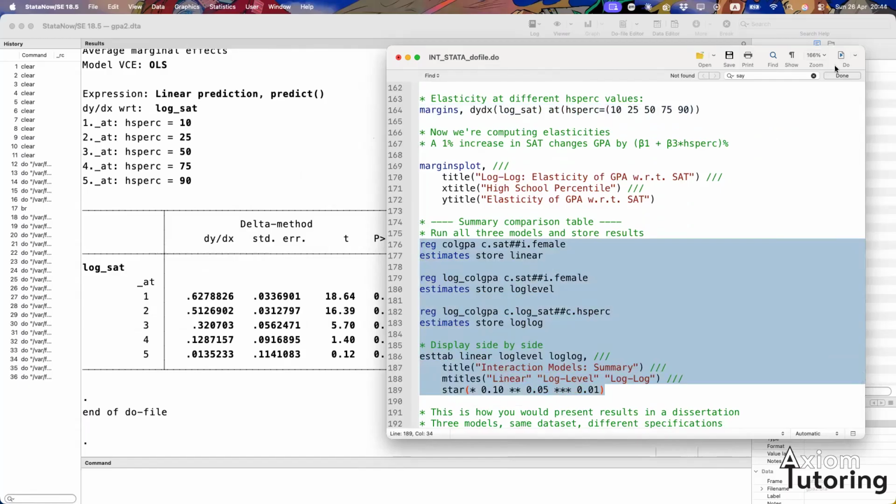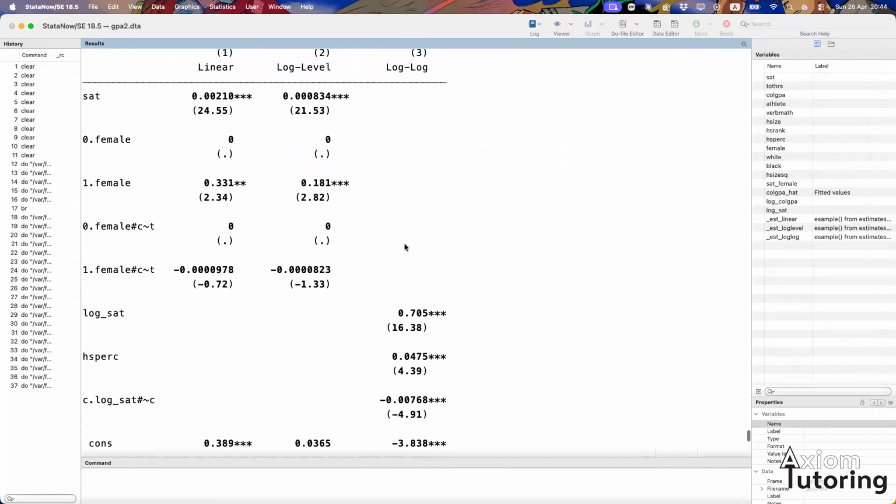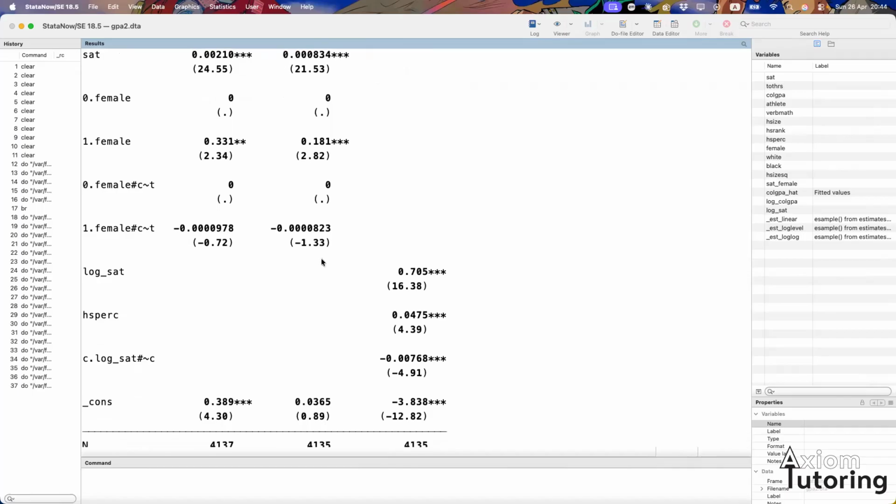To have a look at all the different models that we have been running so far, just like we did in R, we can see that in the case of the first model, linear, the interaction was actually insignificant, while it also was insignificant in the log-level. We see that in the other model that we had, log-log, well, we used the percentile. Actually, we do find that the interaction turns out to be statistically significant, okay?